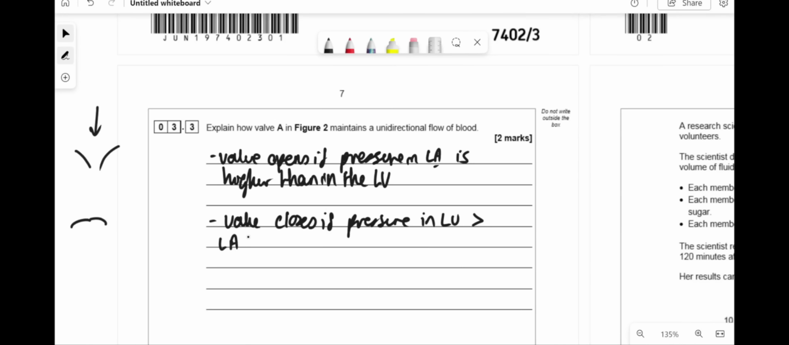And that allows unidirectional flow because, again, I'm going to draw a better diagram here, sorry. We've got our valves here, a left atrium, and a left ventricle. If the left atrium is contracting, the ventricle is relaxed, so the pressure is higher in the left atrium, so bang, the blood goes through. Whereas if the left ventricle is contracting, the pressure is higher in the left ventricle than in the left atrium, so it pushes back on the valves and shuts them. It's a one-way system, it can only open one way.